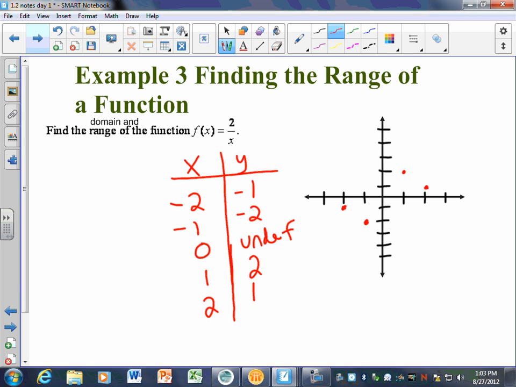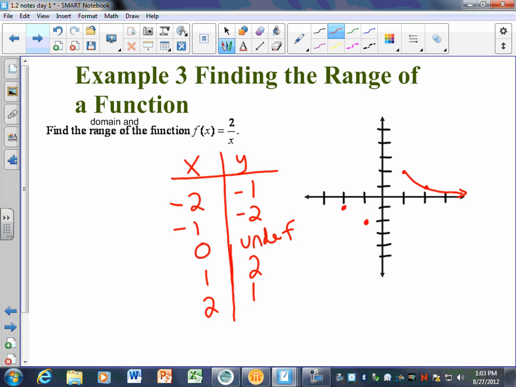2 over a million, 2 over a trillion, 2 over whatever comes after a trillion. Really, really small, but not actually 0. Remember, that's the idea of an asymptote, which means this side of my graph is going to keep getting closer and closer to 0, but it's never going to actually touch 0.